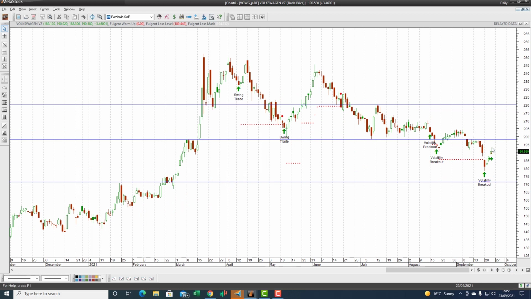It is closing that gap. Next level resistance is this 198, and then these levels 205, 210, and then ultimately to get to 220. So that's our upside trade there on Volkswagen, using the volatility breakout strategy.